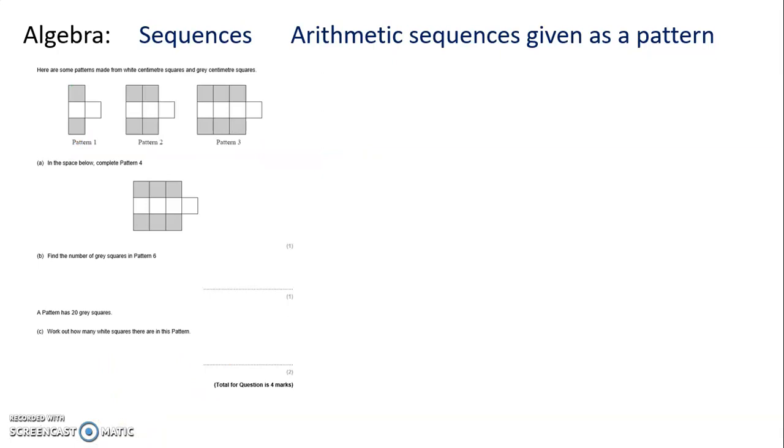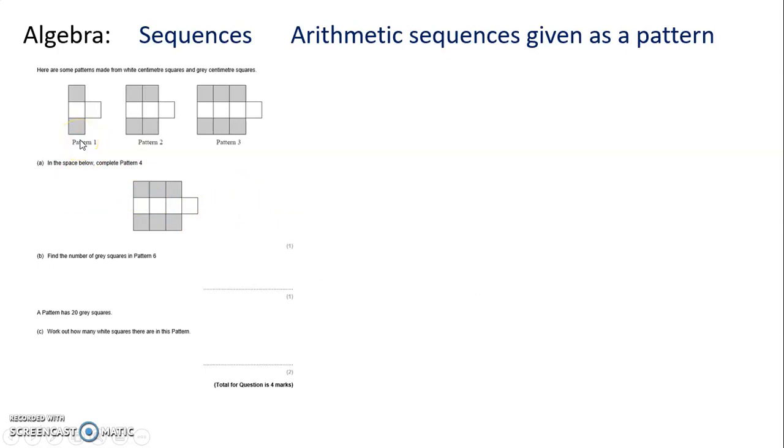Okay, here's another example. We have got another type of pattern here. This is slightly different because we've got 2 different sequences going on at the same time. We've got the grey squares, and then we've got the white squares. Or we can see it as the total number of squares altogether. So there are actually 3 different sequences. So in the space below, complete pattern number 4.